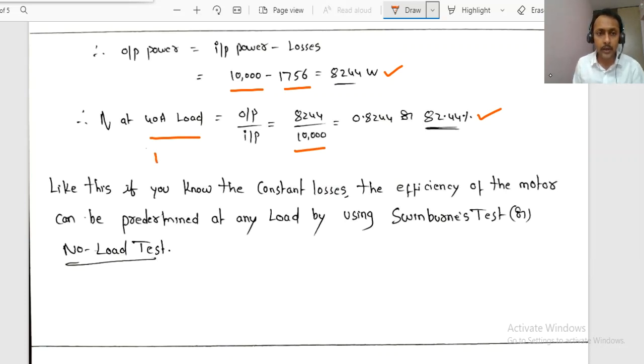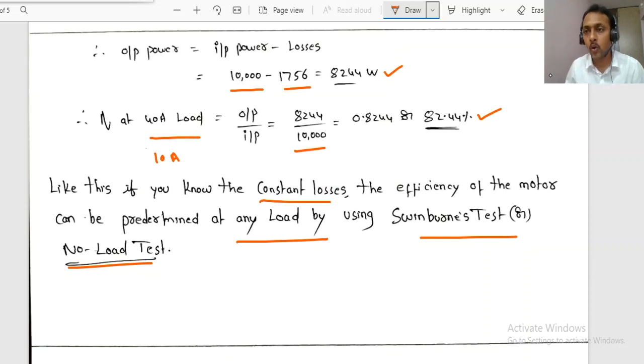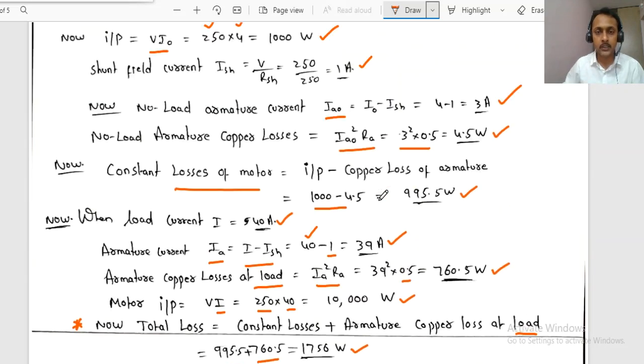If the load is drawing 10 amps, we can do it. Constant losses will be the same. I_A squared R_A will change. Based on that, the efficiency also will change. For different load currents, we can calculate the efficiency in advance. This is what is called predetermining the efficiency. Once we know the constant losses, the efficiency of the motor can be predetermined at any load using Swinburne's test. Another name is the no load test. Clear? So this is all about Swinburne's test, dear students.